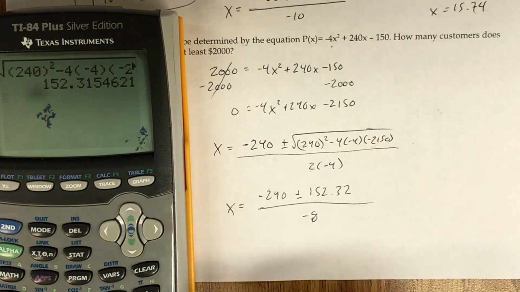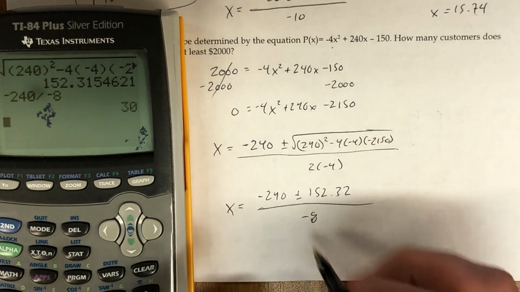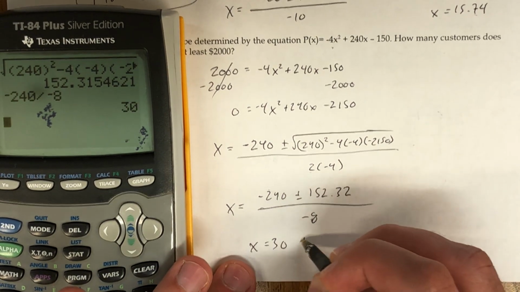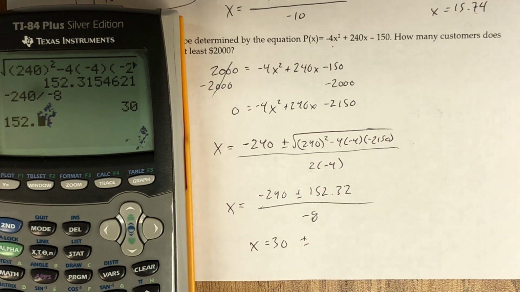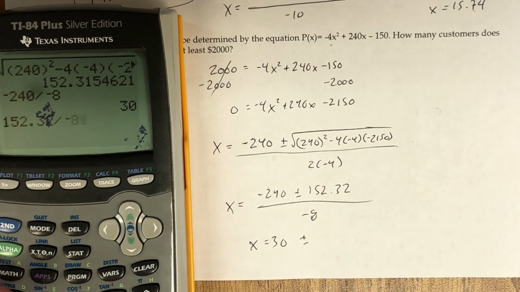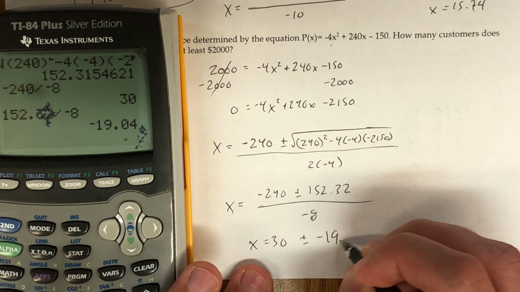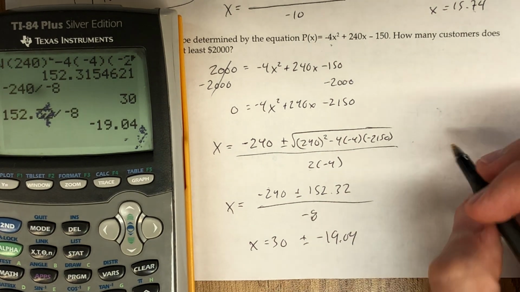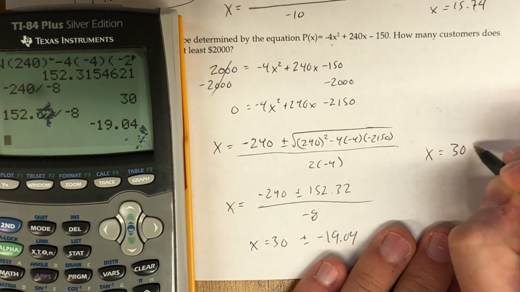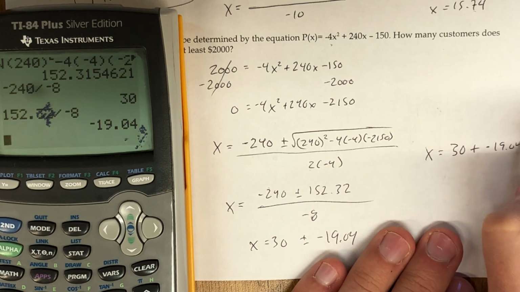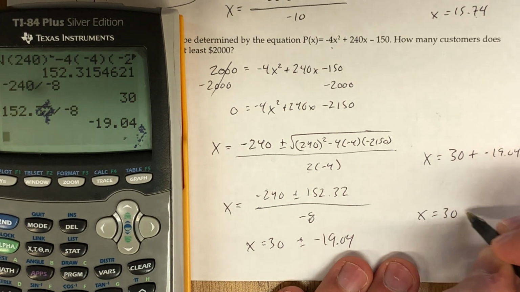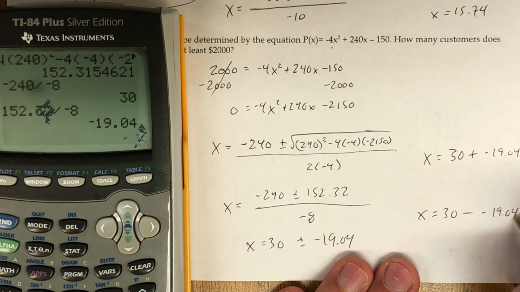Let's divide both by negative 8. Negative 240 divided by negative 8 should be 30. Yep. 152.32 divided by negative 8 is negative 19.04. So our two solutions here would be x equals 30 plus negative 19.04 and x equals 30 minus negative 19.04.